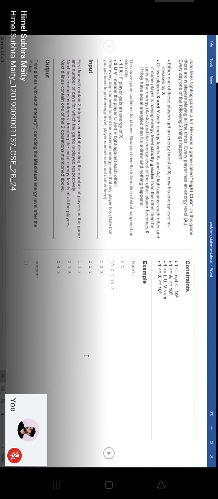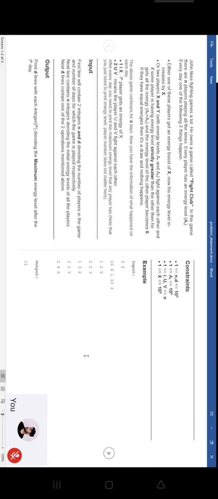If you consider the first column, it has either 1 or 2. That means it is talking about the operation type, whether it is an energy boosting operation or a fighting operation.